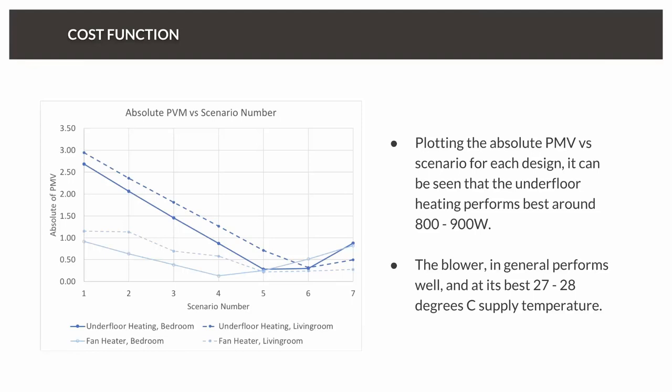And also when we now take a look at the absolute mean PMV inside the thresholds we defined, you can see that actually solution number 5, or scenario number 5, has the lowest absolute PMV, which is the best.